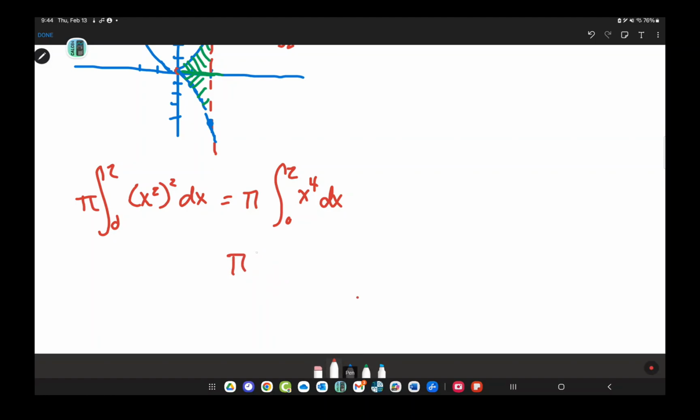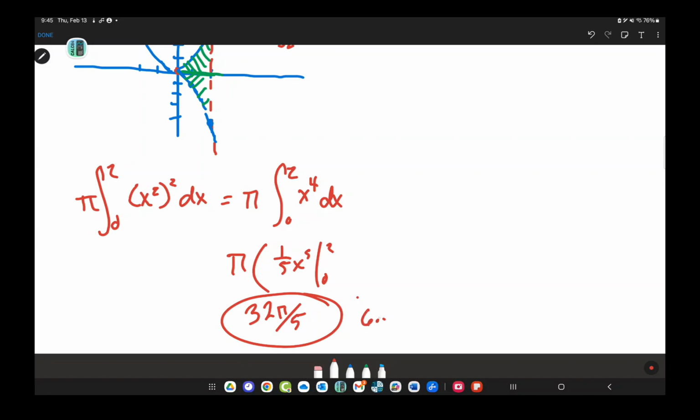Pi, x to the fifth over 5, from 0 to 2. Again, because 0 is just 0, we don't have to worry about it. Plugging in 2, 2 to the fifth is 32, divided by 5. So we can just leave it as 32 pi over 5, or if you want 6.4 pi, you can, or 20.106 if you just want to plug it all into a calculator.